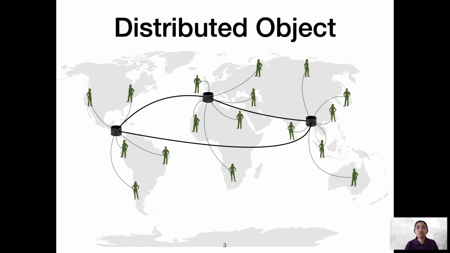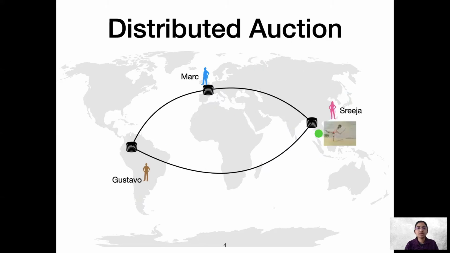But this situation gives rise to concurrency bugs. I will show you an example of how concurrency can violate an invariant. Let us examine an example of a distributed auction. Assume we have three different replicas distributed across the globe, and different users are connected to different replicas.